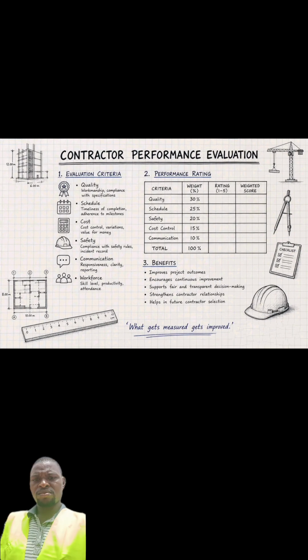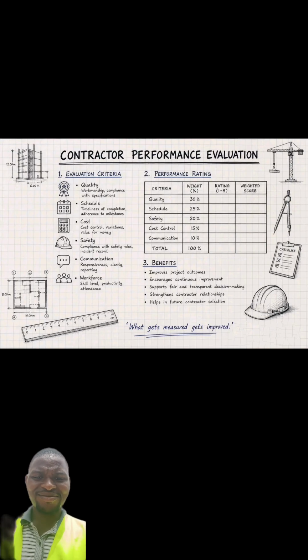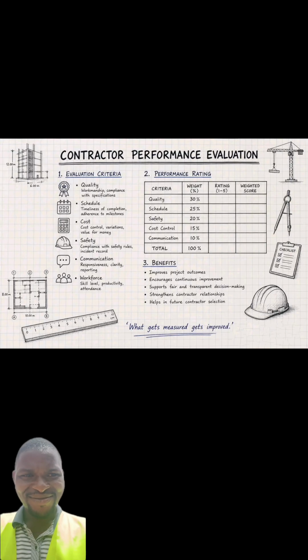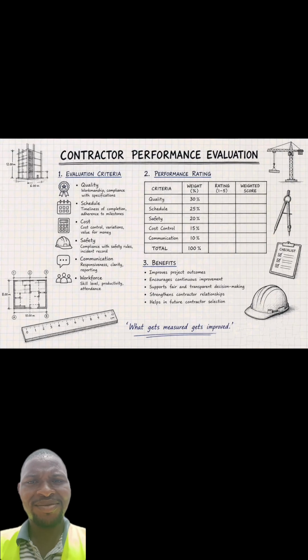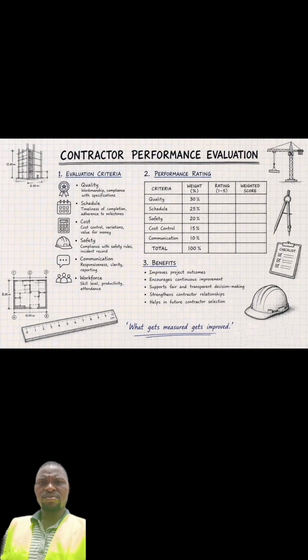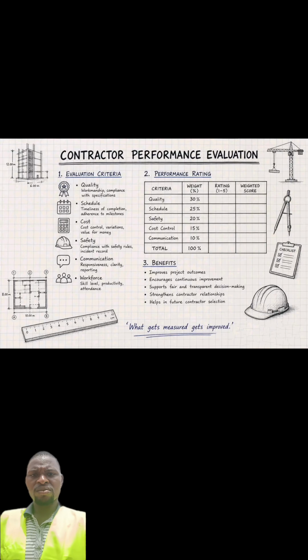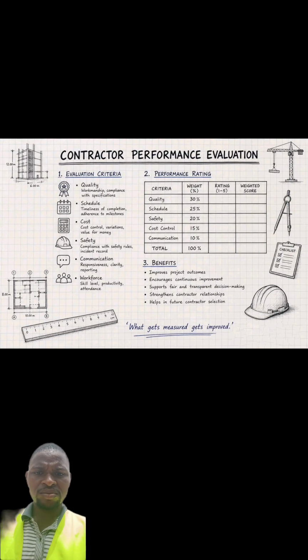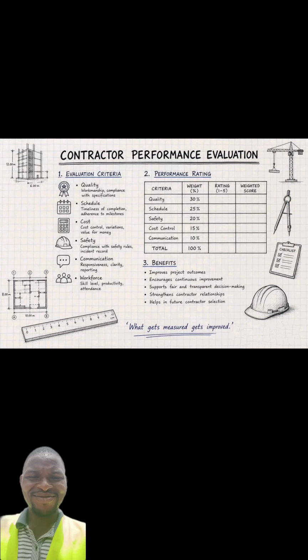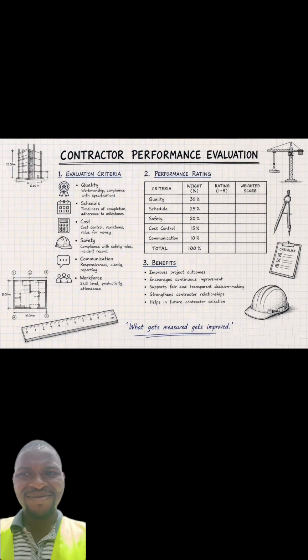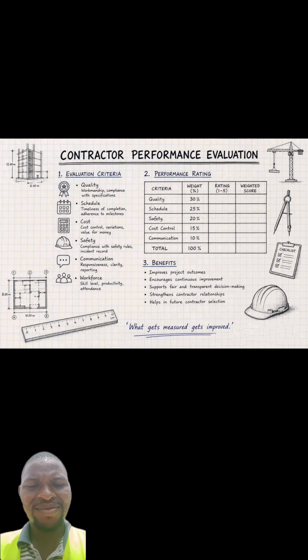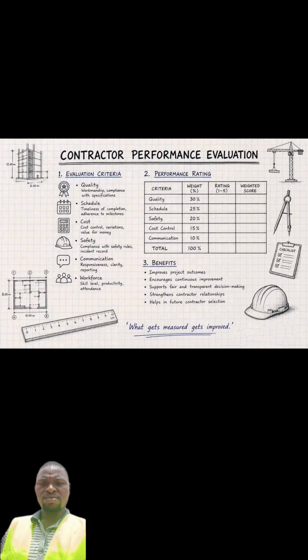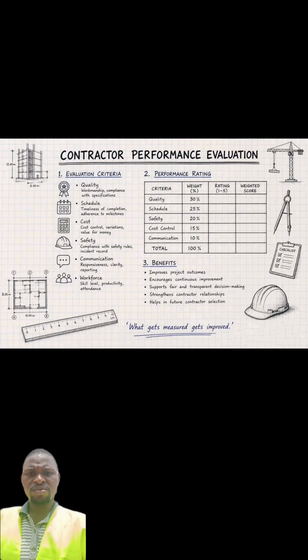You can see in Table 2 the performance rating. You can see the criteria, the weight, the ratings, and the scores there. You have quality, which is the first one and is very important. Then we have the schedule, the safety, the cost control, and the communication. You're going to add figures for it so you'll be able to check. This table helps you to know how the performance of a contractor is, and it also helps you to gain more improvement over time.